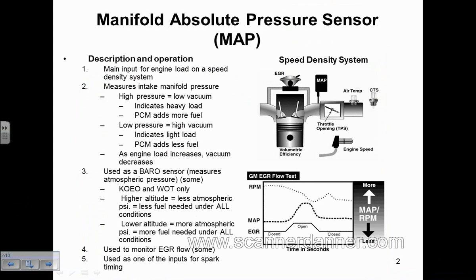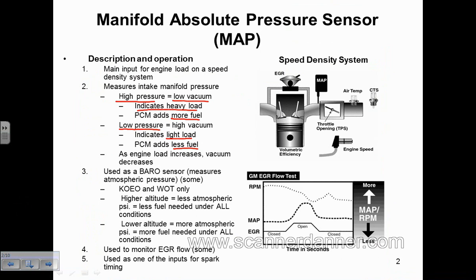So it measures manifold pressure. And I'm showing you pressure and vacuum are opposite. High pressure is low vacuum. So high pressure would be a heavy load. Computer's going to add more fuel. Low pressure is going to be a light load. We're going to get less fuel. So you can think of it as you want. You can think of it as pressure. You can think of it as vacuum. But that's what this sensor's doing.